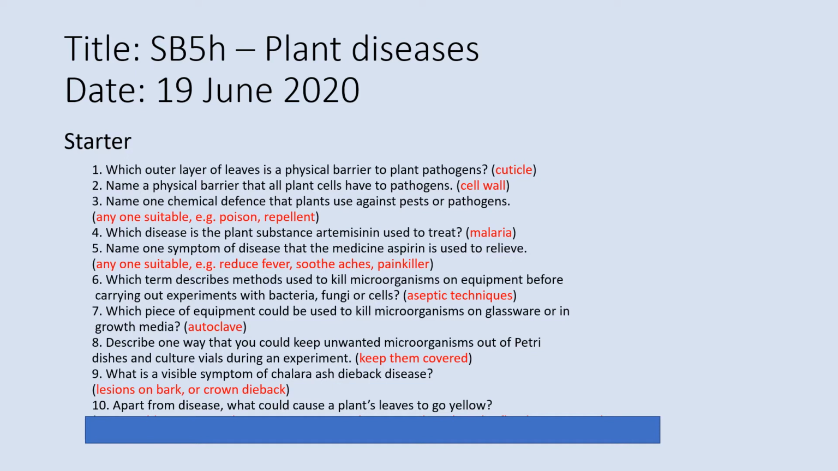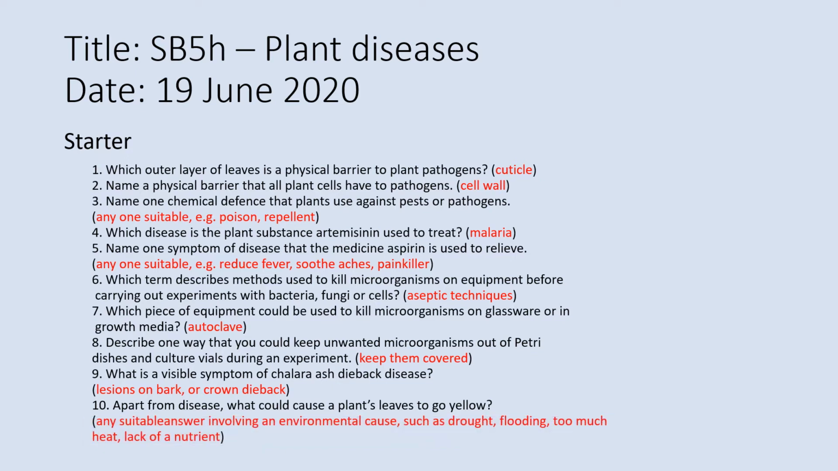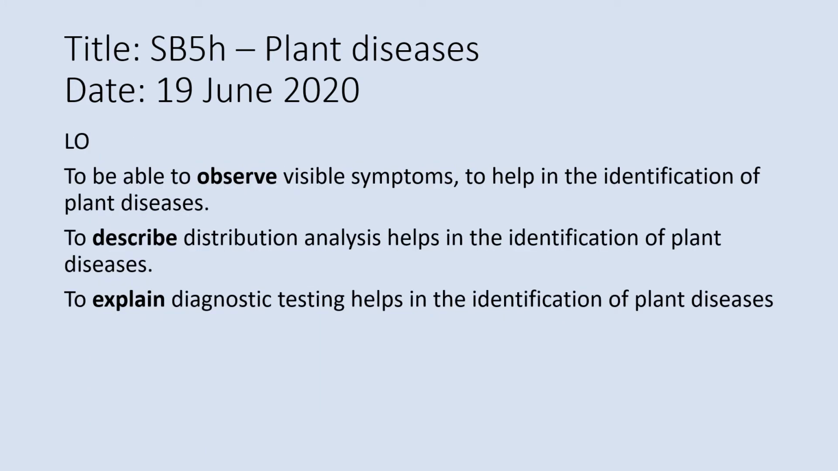And apart from disease, what else could cause a plant's leaves to go yellow? There are lots of things. Anything that just makes logical sense. So lack of water, too much heat, not enough heat, essentially any physical property of the area. Right, let's move on.